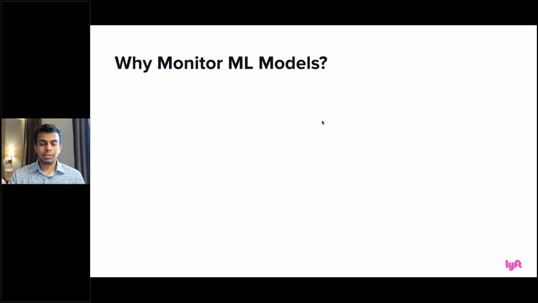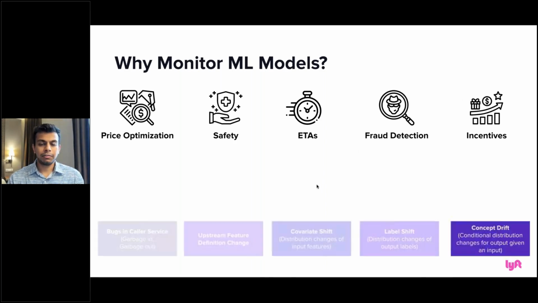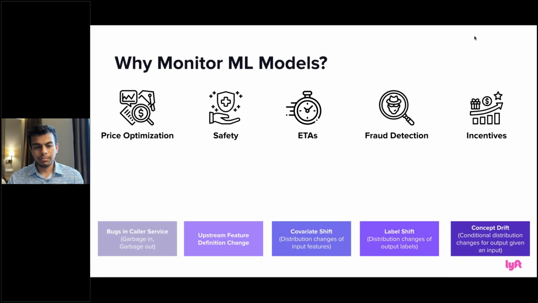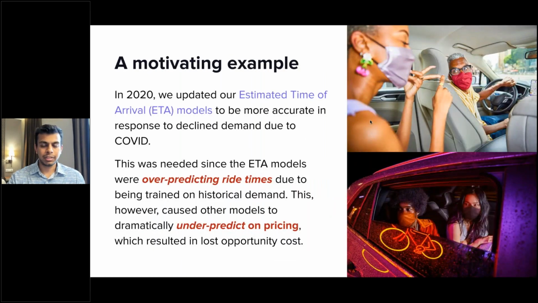And so now that comes to this question of why monitor ML models. We have all of these very important high-stakes decisions being made by ML models. And then we also have this set of root causes, which I just mentioned. And as some of you might have heard of Murphy's law, anything that can go wrong will go wrong. And so we did see some of these things affecting a few of our models. And this was the primary motivation for thinking about model monitoring.